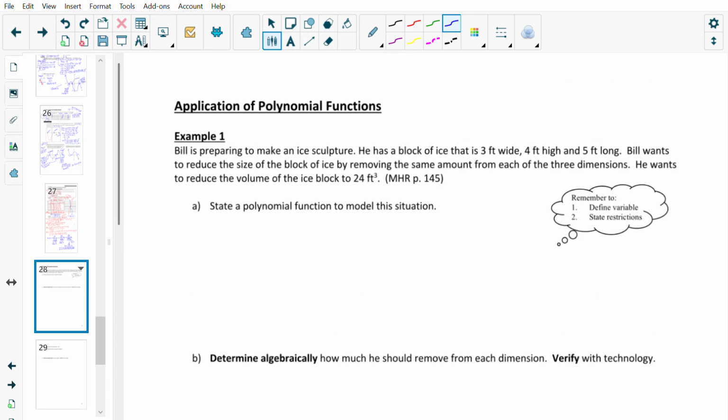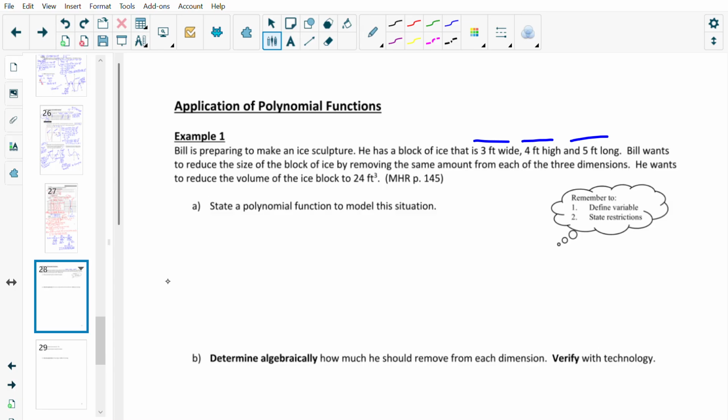Application of polynomial functions. Example 1: Bill is preparing to make an ice sculpture. He has a block of ice that is 3 feet wide by 4 feet by 5 feet long. Bill wants to reduce the size of the block by removing the same amount from each of the 3 dimensions. He wants to reduce the volume of the ice block to 24 cubic feet. State a polynomial function to model this situation.